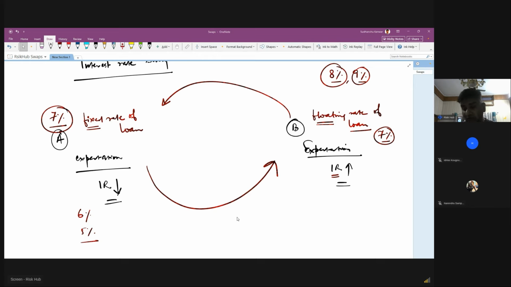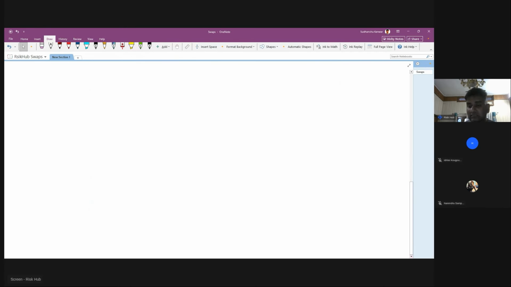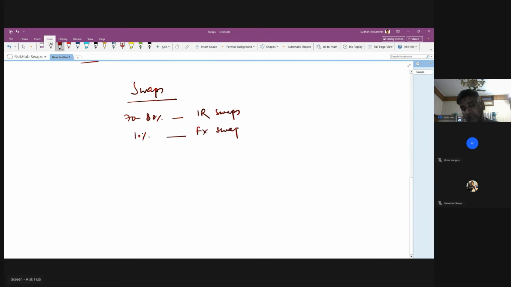Now, don't think that the world only consists of interest rate swaps. There are many other instruments for swapping. I have given you the most popular one in the world. If I consider the universe of swaps, 70 to 80% of trading is done in interest rate swaps. Then around 10% is done in FX swaps, currency swaps. And then 5% is done in credit default swaps.